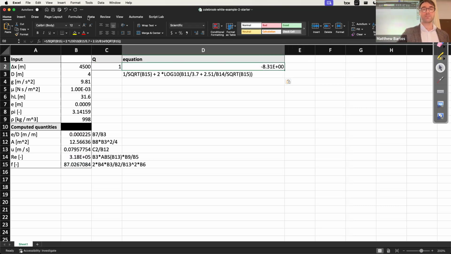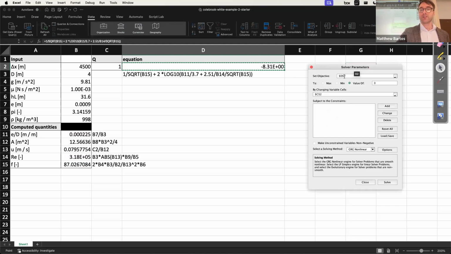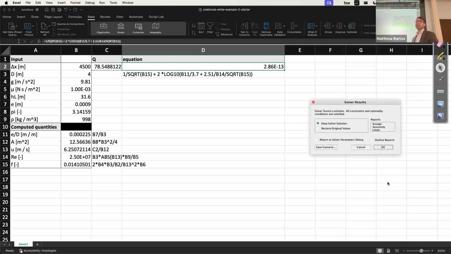So I'm going to go to Data, Solver. We are going to set the objective to D2, so that's our objective function. We're going to set it to a value of 0 by changing variable cell C2, so that corresponds to the discharge. I'm just going to try running it and see what happens. And I converge to the correct answer.